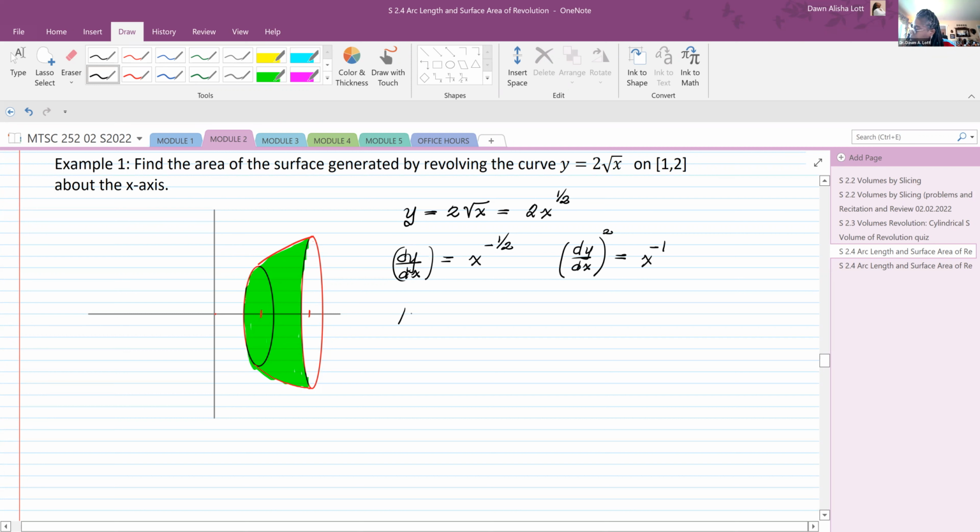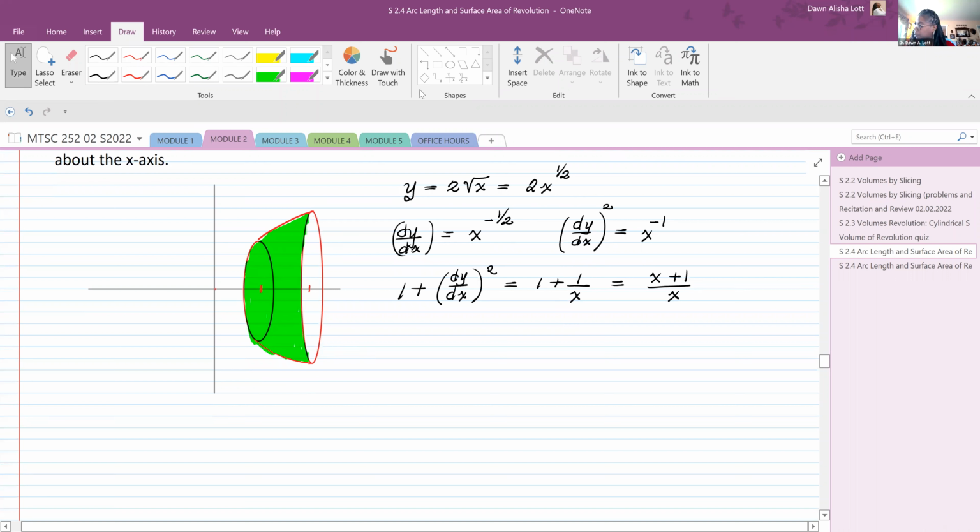Add 1 to it. So 1 plus (dy/dx) squared is 1 plus 1 over x. And I need to simplify that, so I'm going to make it x plus 1 over x. There we go. Nice and smooth. Okay, now the last step is to put it inside the square root. All right, so here's the square root of 1 plus x plus 1. Oh, we already did that. We already added 1. I apologize.